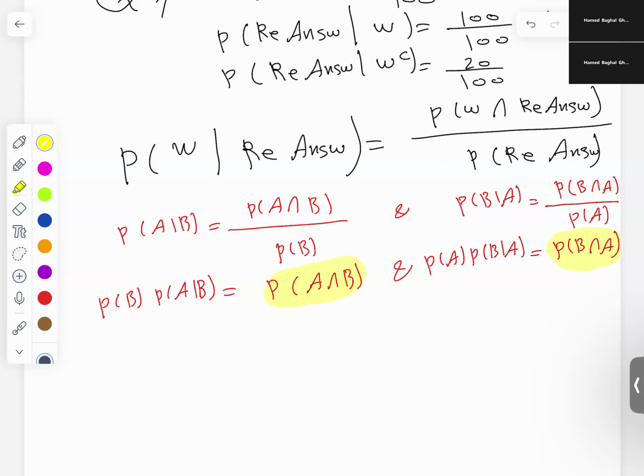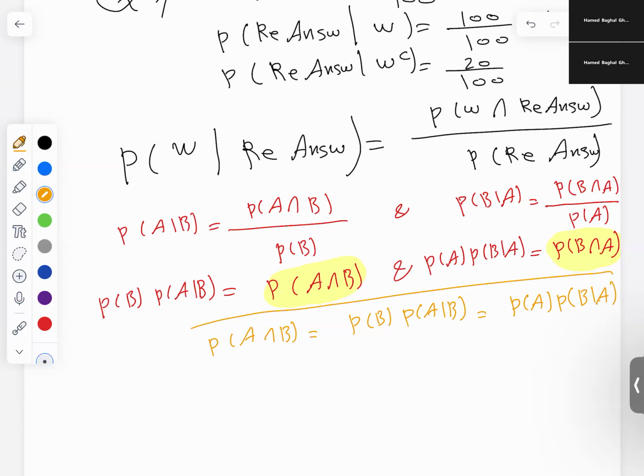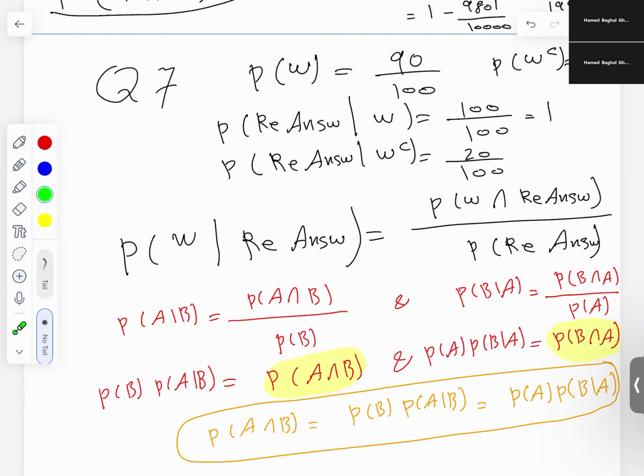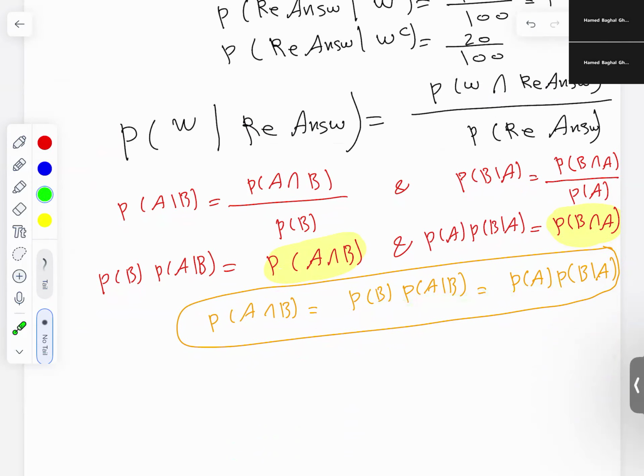So you can write probability of A intersection with B sometimes as probability of A times B condition A, or sometimes as probability of B times A condition B. So it's okay, yeah? Look at here. W condition A, return answer. It depends what you have and what you don't have in your problem.